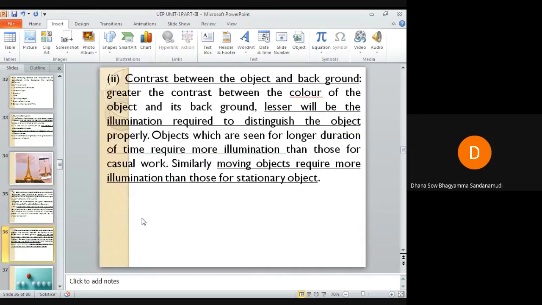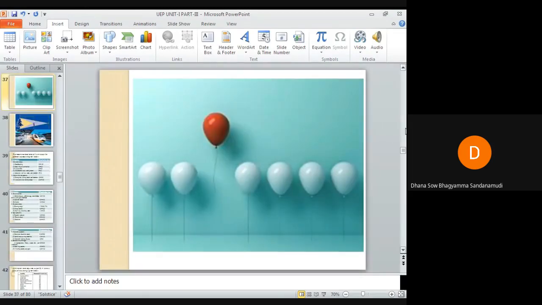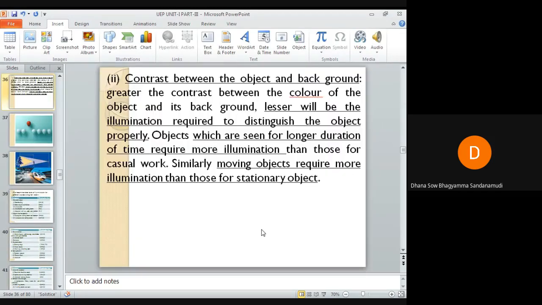One more factor that is to be considered to get proper brightness of the object depending on the degree of illumination is the contrast between the object and the background.